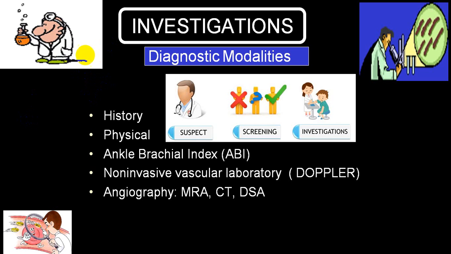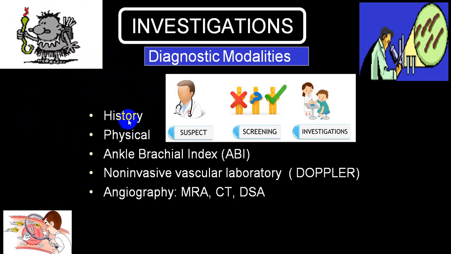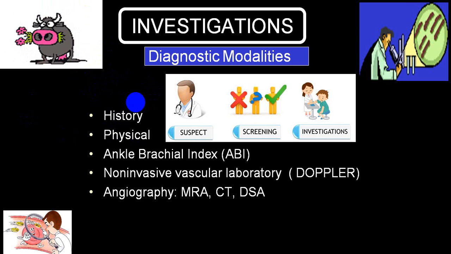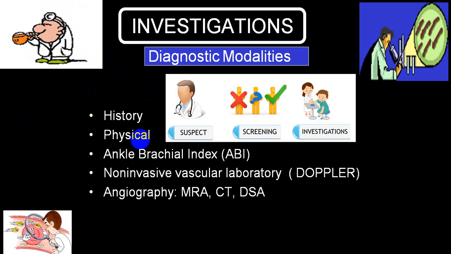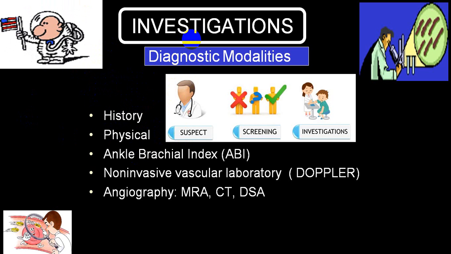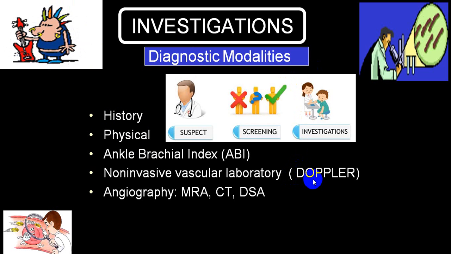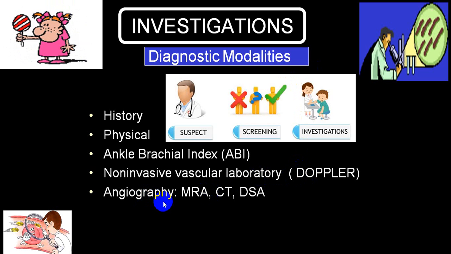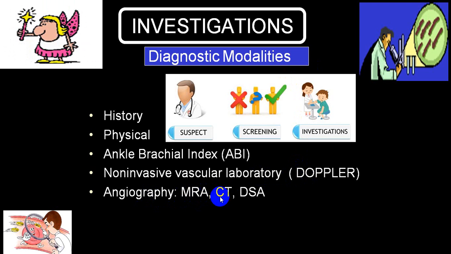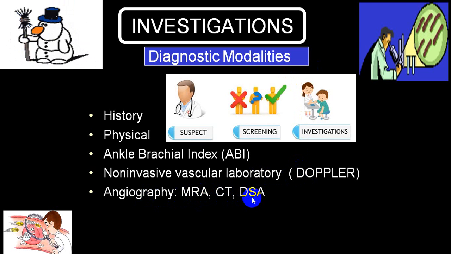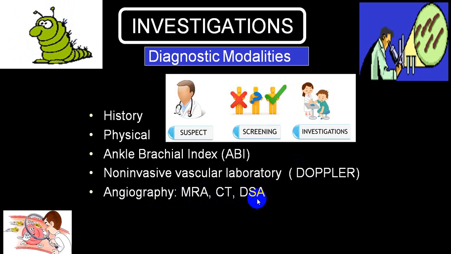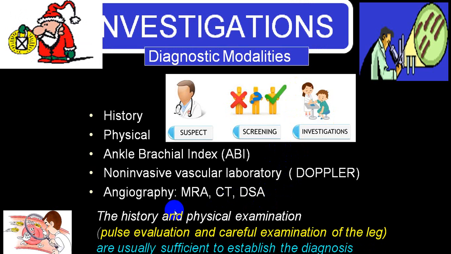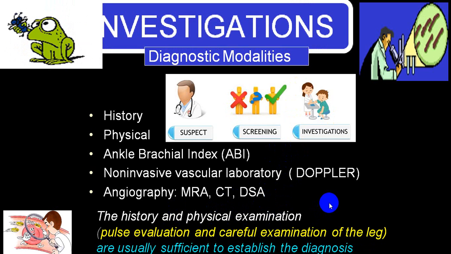As far as investigation is concerned, history and physical examination are the most important to find out and differentiate between peripheral arterial disease, venous disease and others. ABI index is very useful to find out the involvement of the lower limb. Doppler is another very important test to find out the area of involvement and severity. And finally there is angiography, which is MRI combined with angiography, CT combined with angiography, or digital angiography. Depending upon what is required, it can give you the severity of involvement. History and physical examination is the most important part, so don't forget that.